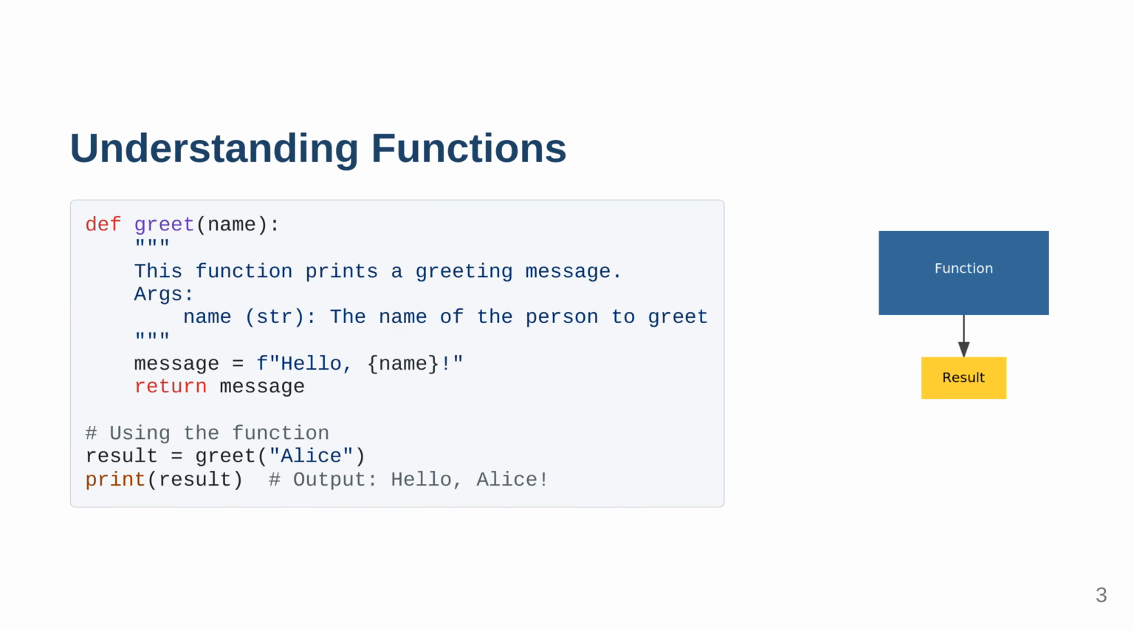Functions are reusable blocks of code that perform specific tasks. They help us organize code, avoid repetition, and make programs more maintainable. The def keyword creates a function, followed by the function name and parameters in parentheses. The docstring, a triple-quoted string, provides documentation about what the function does. The return statement sends a value back to wherever the function was called.